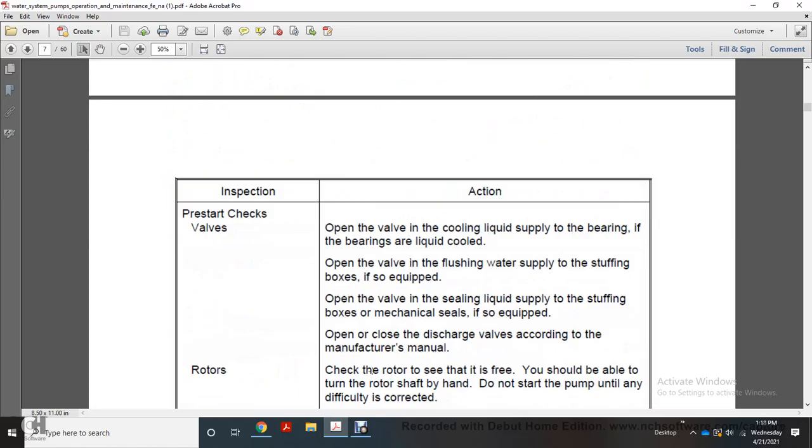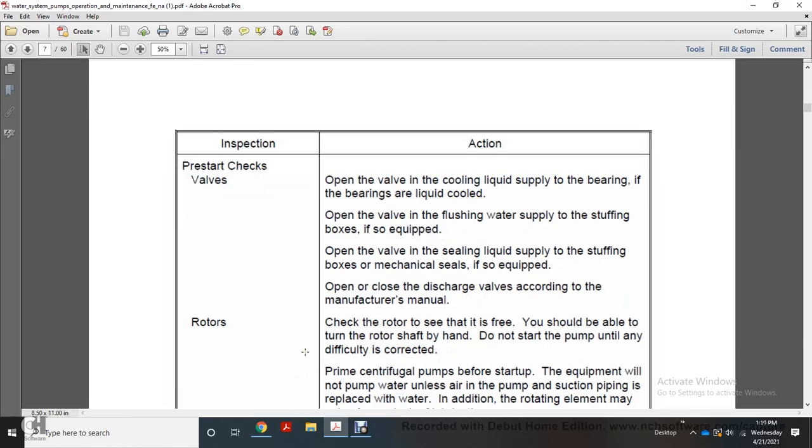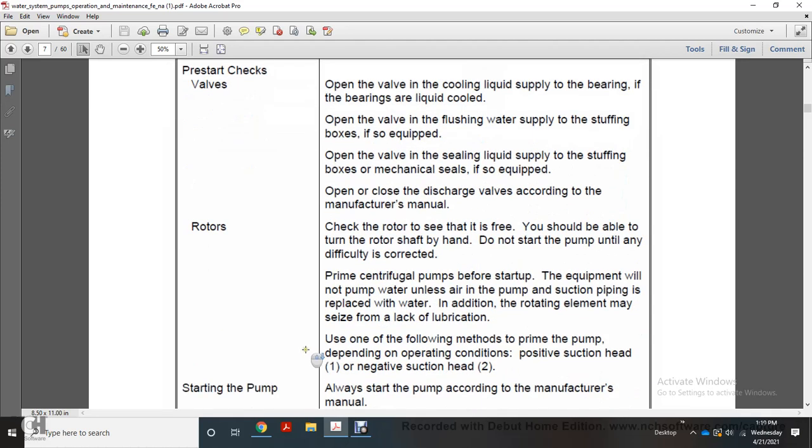Then it shows your preset checks and valves. The action: open the valve with the cooling liquid supply to the bearings if the bearings are liquid cooled. Open the valve with the flushing water supply to the stuffing boxes if so equipped. Open the valve with the sealing liquid supply to the stuffing boxes or mechanical seals if equipped. Open and close discharge valves according to the manufacturer's manual. Rotors: check that the rotors are free. You should be able to turn the rotor shaft by hand. Do not start the pump until any difficulty is corrected.